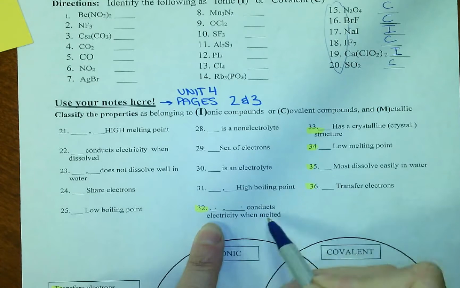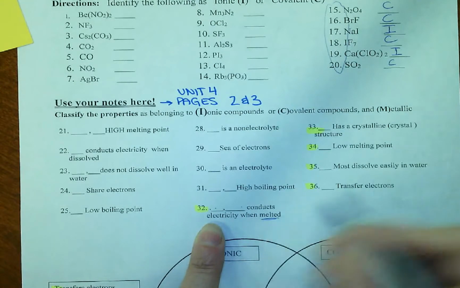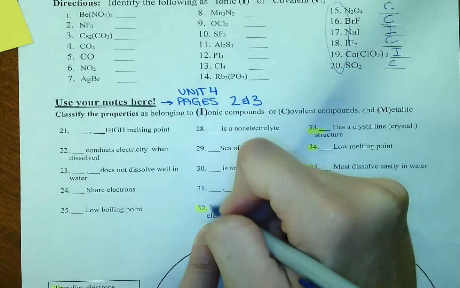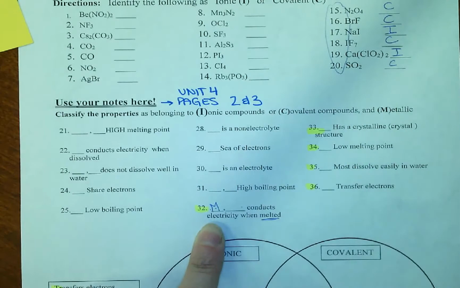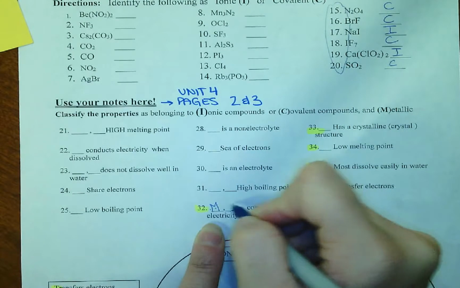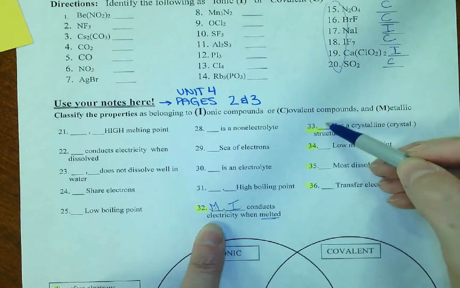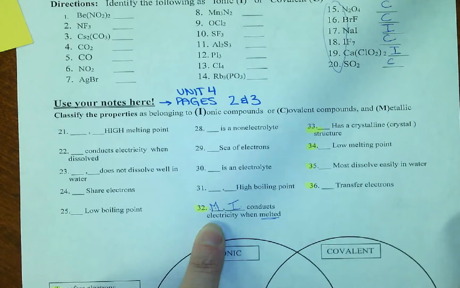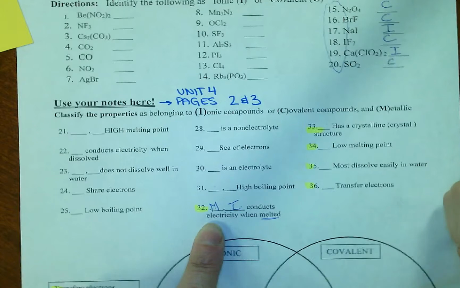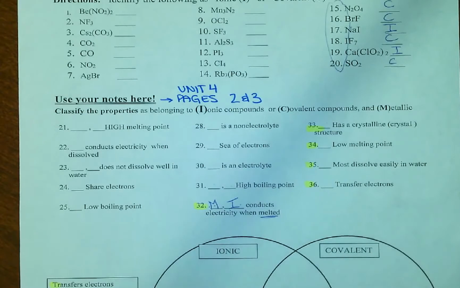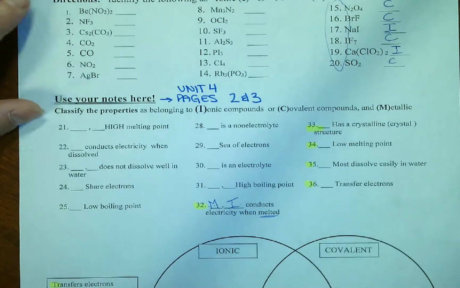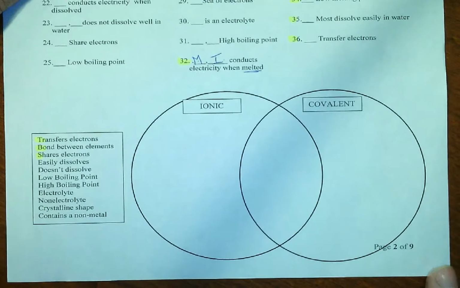Conducts electricity when melted. Okay, we know metallic things conduct electricity. And in your notes today, we learned ionics conduct electricity when dissolved or melted. Okay. So most of them only have one answer, but if there's two blanks, it's because there's two answers. Look the rest up in your notes. If you were absent, then check your teacher's Canvas page for the notes that you missed. Okay. And then down here, we're just going to look at a couple of these.